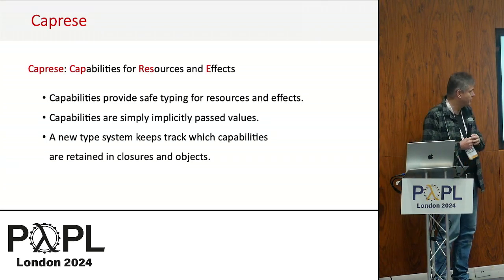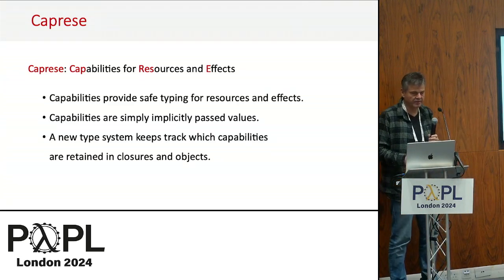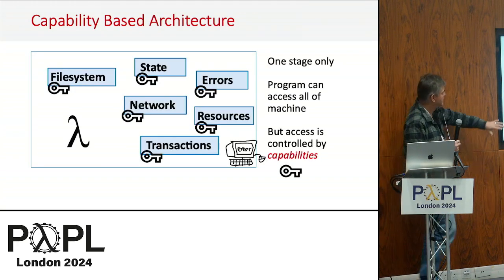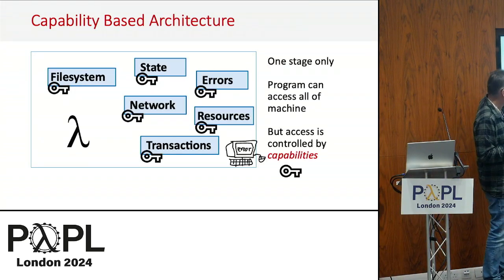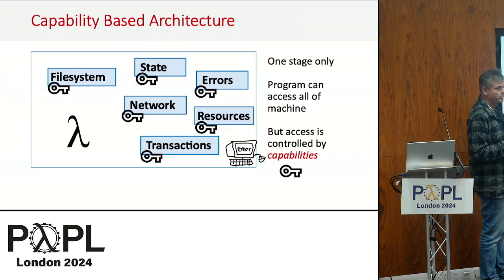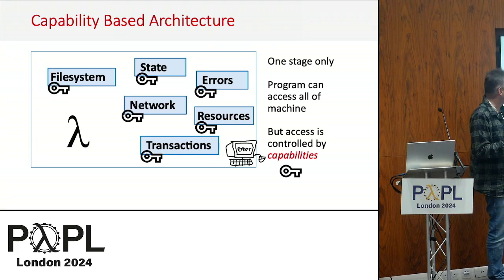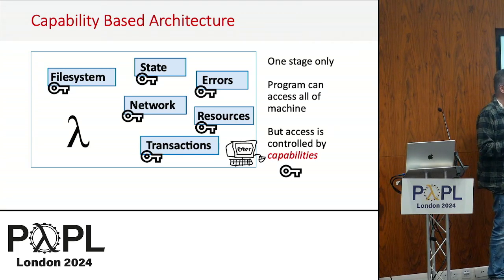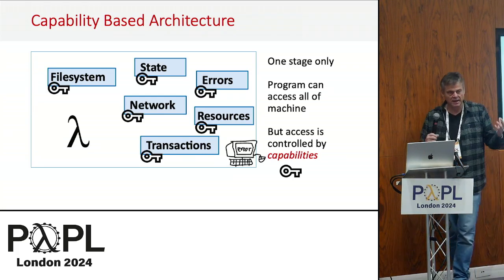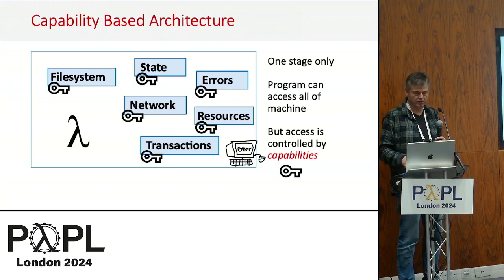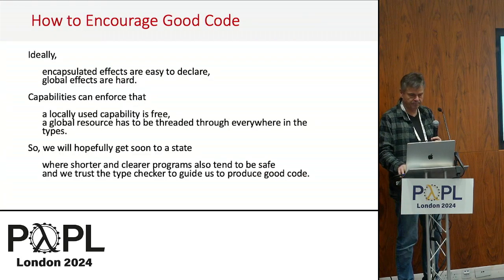And we have a type system that keeps track of these capabilities, in particular, which capabilities are retained in closures and objects. So for us, the view is more like this. You still have your mostly purely functional program, but you have all these other things that you can also access, but they're all mediated by a capability. You need to hold a capability to get to the network or to get to the state or things like that. And these capabilities can have limited lifetime and other restrictions, which makes them resources.